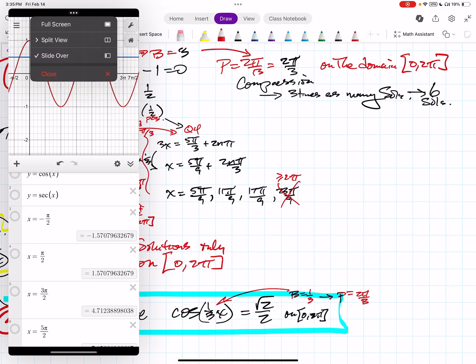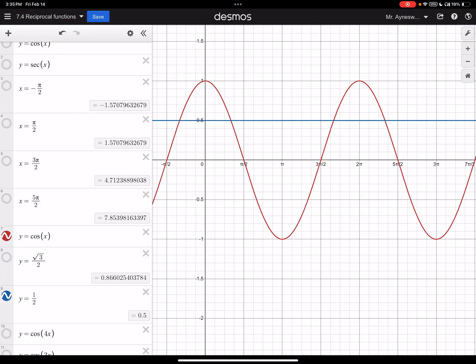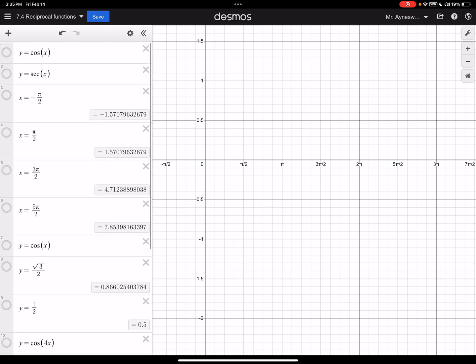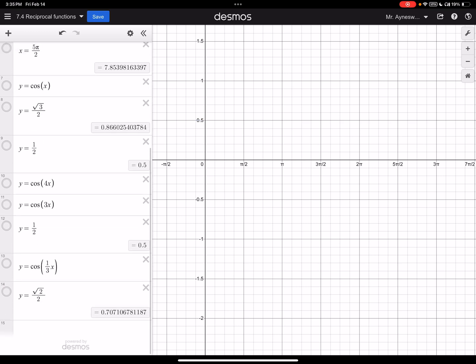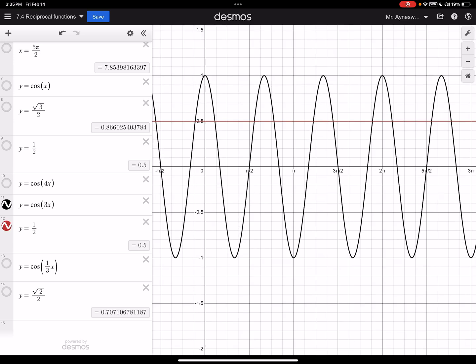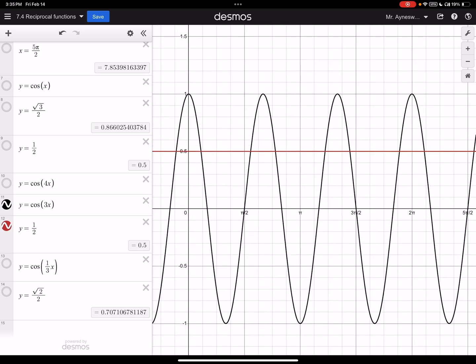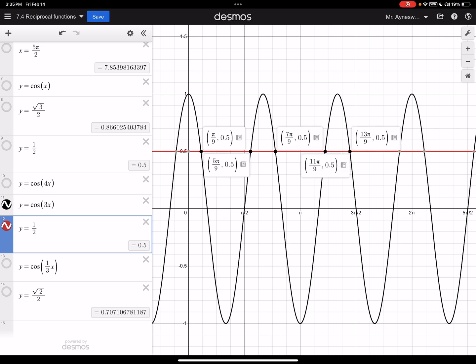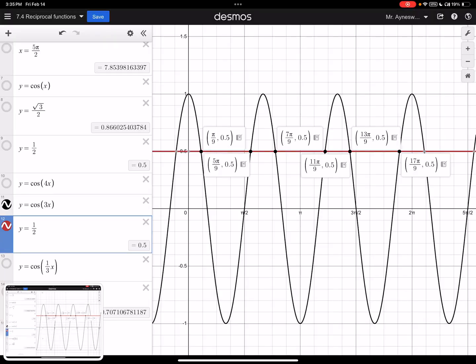Let's just go full screen. What you want to do is type the functions in. Here's cosine of 3x, here's 1/2, and then you just type them in and start clicking on the intersection points. This is your first one, second one, third one, fourth one, fifth one, and sixth one. There you go, those are all of your solutions of this equation. And notice they're all on ninths.